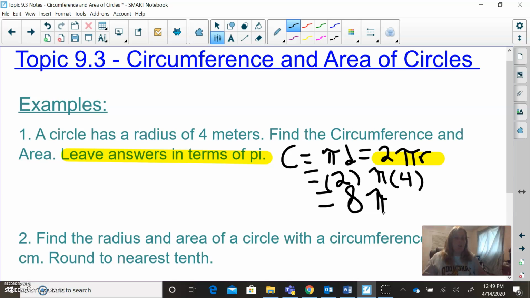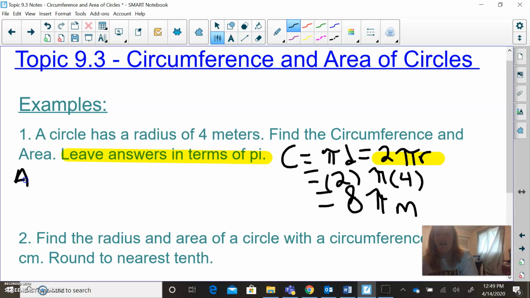And then don't forget, we have our units. So it's going to be meters, right? And we're doing circumference. We're not working with area, so we don't have to square it. Okay? We don't have to. Alright. Let's keep going. Let's work on area.